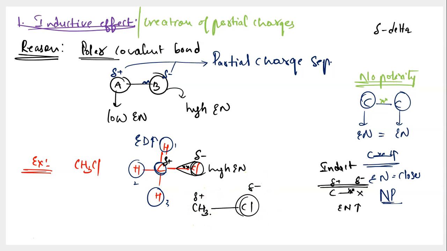Delta negative here and delta positive here. So this molecule is exhibiting inductive effect. This molecule has what? It has got inductive effect. We by now have understood what exactly is inductive effect, what is the reason behind it. As a quick recap, inductive effect is charge separation in the given organic molecule due to presence of a polar covalent bond, and the reason behind inductive effect is the presence of a polar covalent bond, right?